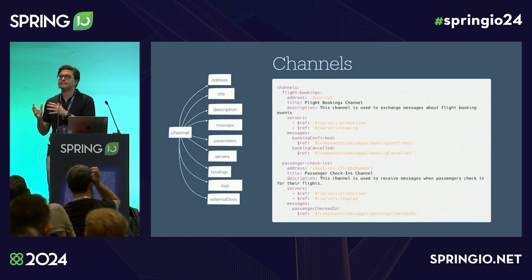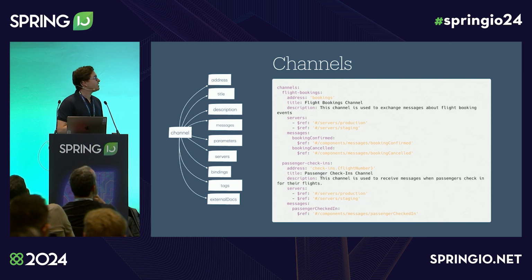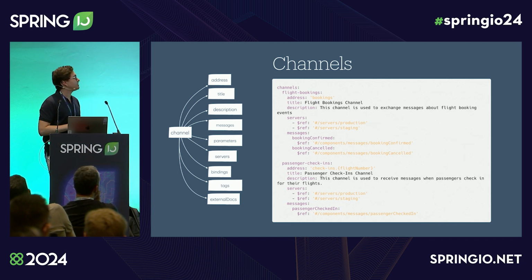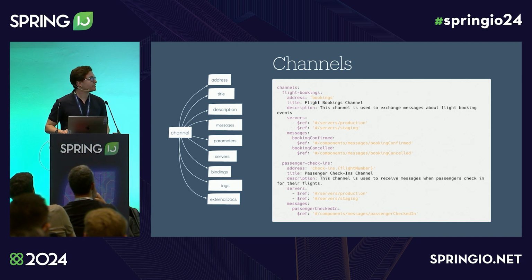So you could have some channels that interact with one server but not with the other, especially if you're dealing with multiple servers in production. And then you have the messages that can be produced or read from this channel. And the same thing for the second channel, the passenger check-ins.